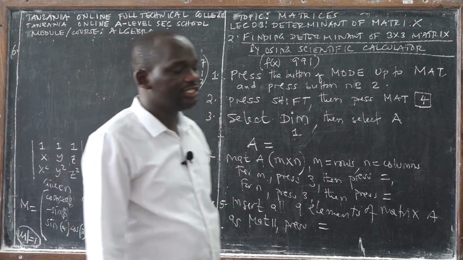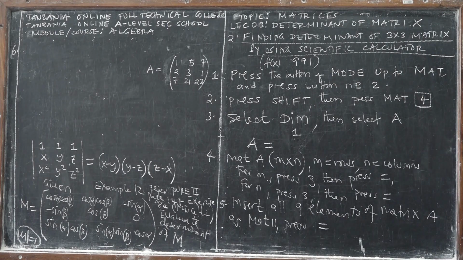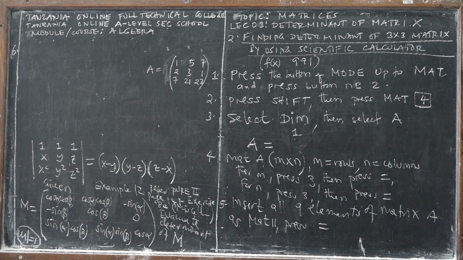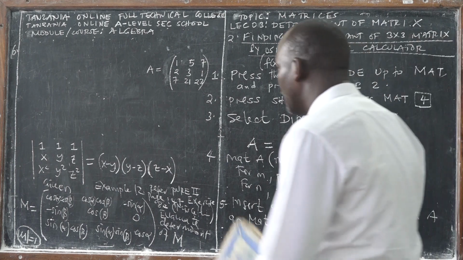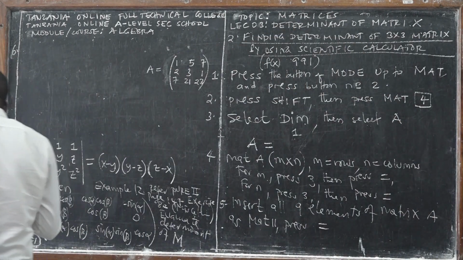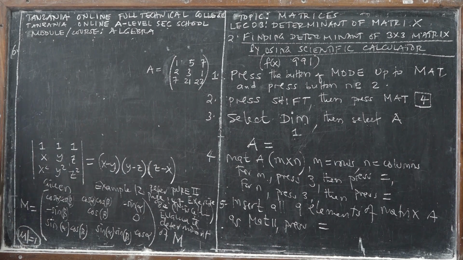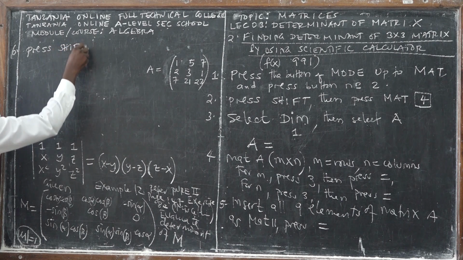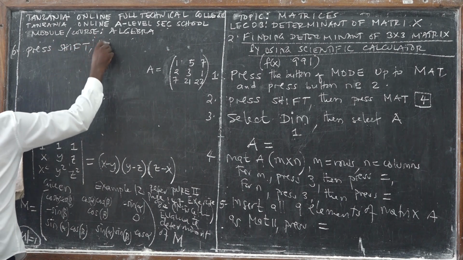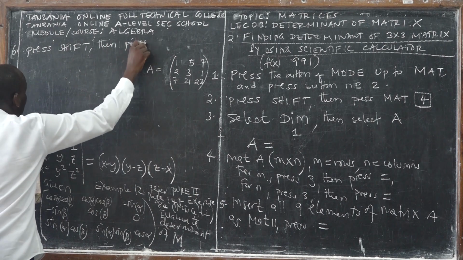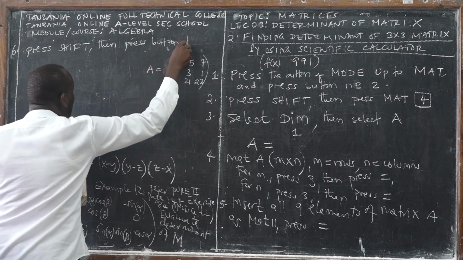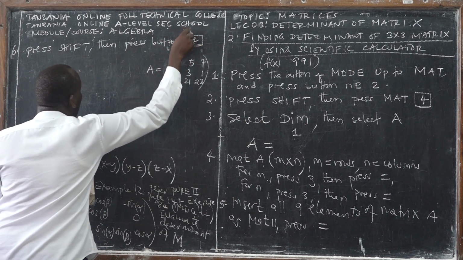Yes. Then the next step now, we have fed all the elements. Now we are going to determine what? The determinant. So the next step will help us determine the determinant. Press the button written Shift. Then press the button written Mat, which is button number 4, because on button number 4 we have the word Mat.